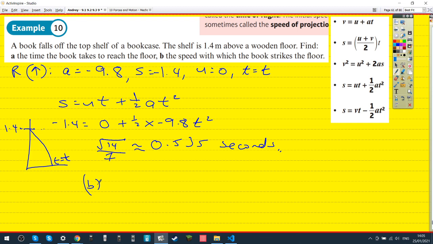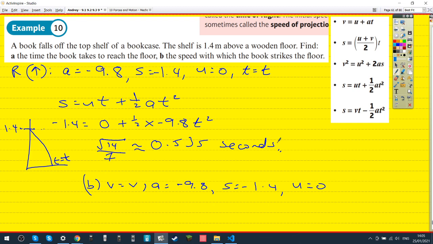And so now, we're looking for V now, aren't we? Yeah. So V is V. A is minus 9.8. S is minus 1.4. And shall I put T as an exact value? I'd use U equals 0 maybe. Yeah, and U, because we know that for certain.